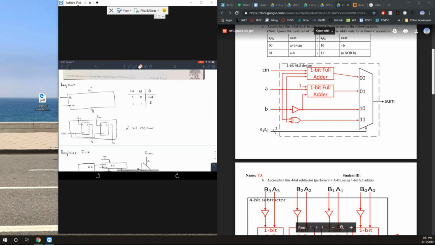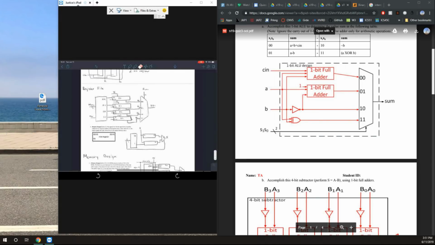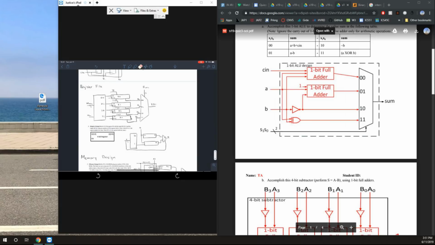Cool. Register files. Are people good on register files? Maybe. I'm not going to lie, I really couldn't find any resources that were super helpful.